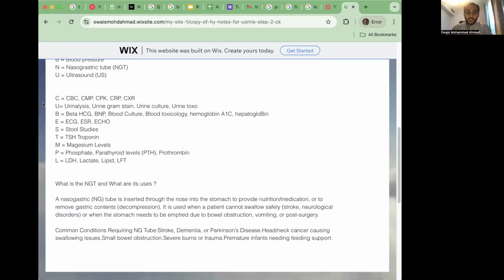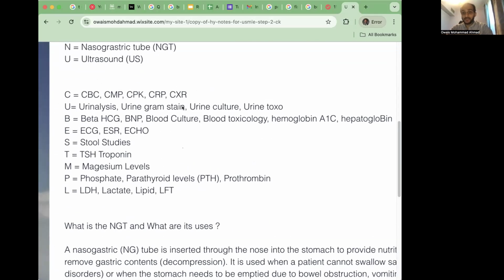And then we're going to have your CUBES. The C stands for CBC, the CMP, your complete metabolic panel, the CPK, creatine phosphokinase, and then the other C stands for chest X-ray, and CRP, C-reactive protein. Then U is going to be urinalysis, urine gram stain, urine toxicology, and urine culture.